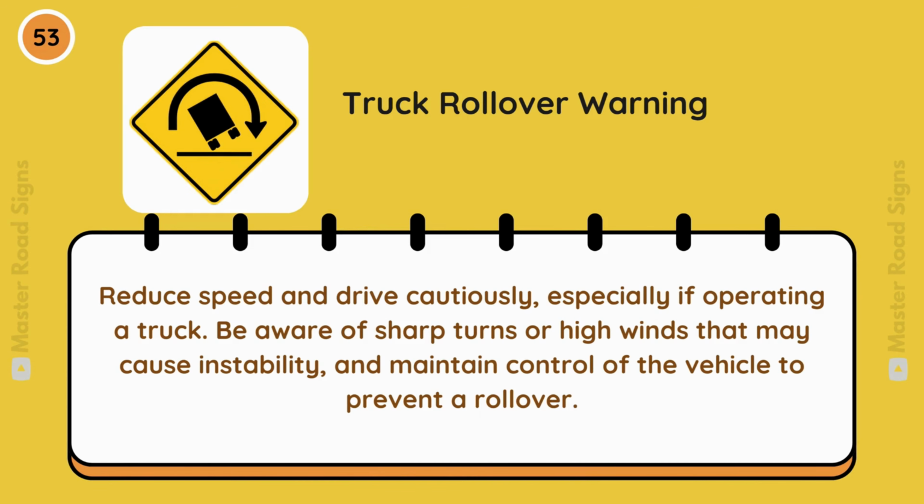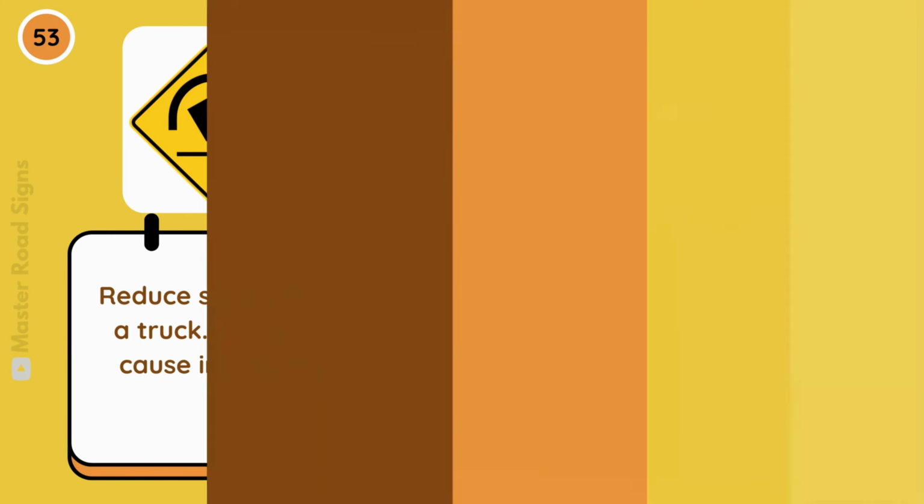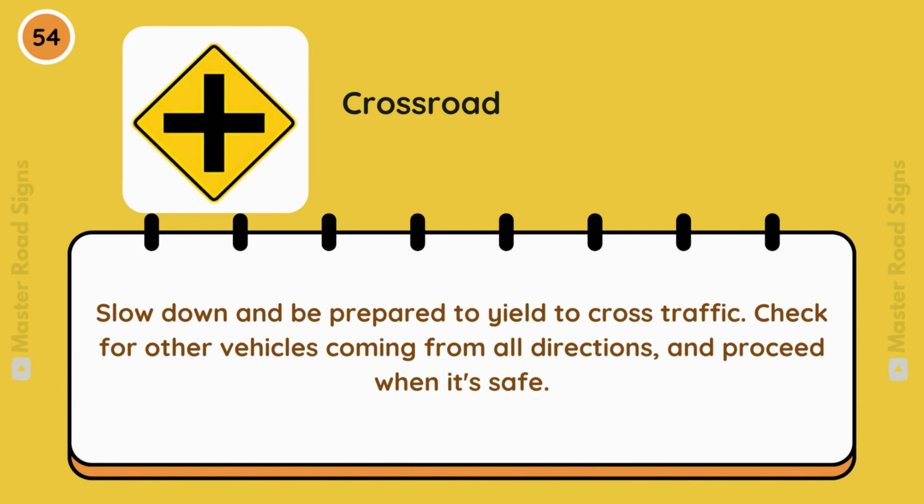Truck rollover warning sign. Drivers should reduce speed and drive cautiously, especially if operating a truck. Be aware of sharp turns or high winds that may cause instability, and maintain control of the vehicle to prevent a rollover. Crossroad sign. Drivers should slow down and be prepared to yield to cross traffic.